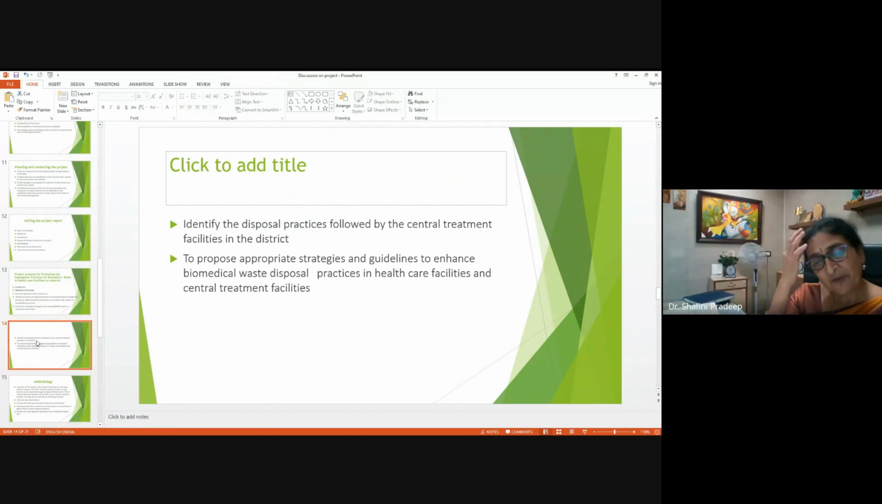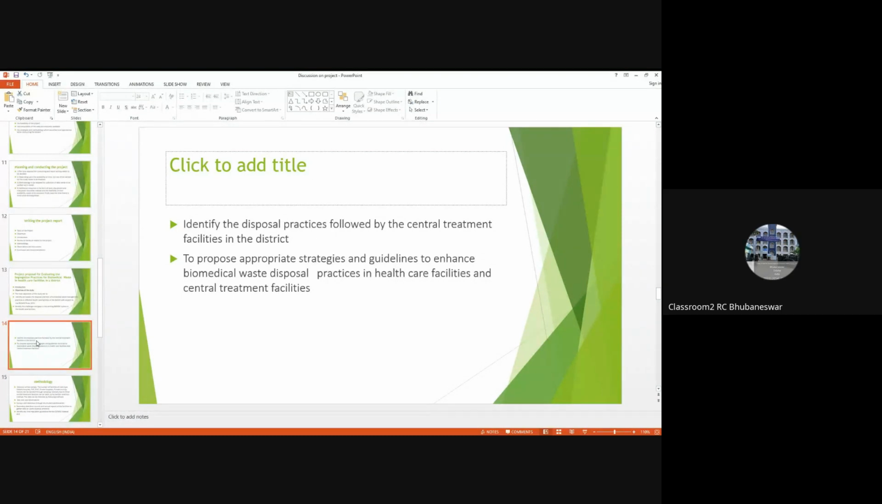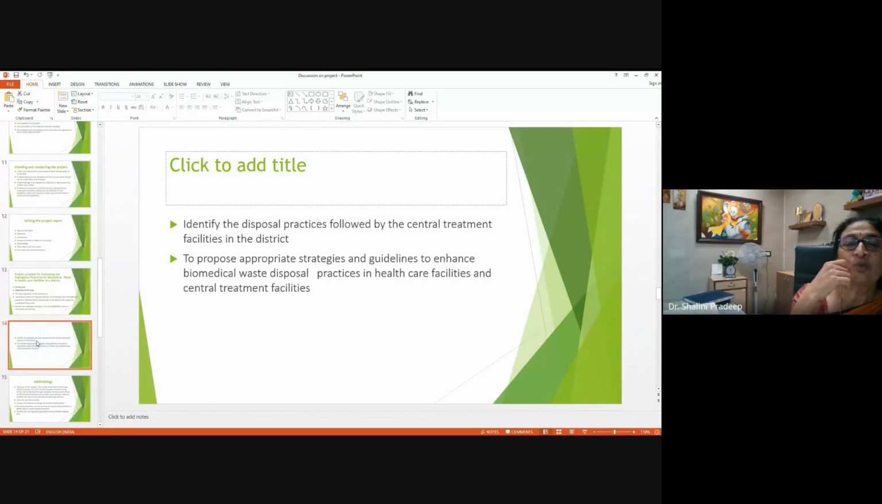Okay, these are some of the other topics. Identify the disposal practices followed by the CTF in the district. As I told you, you have to visit the CTF and find out from them what disposal practices are being followed there. Then, based on that and the rules that are applicable, that is the Biomedical Waste Management Rules, you will have to propose appropriate strategies and guidelines to them.